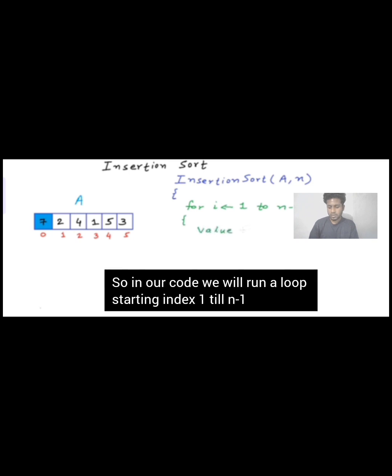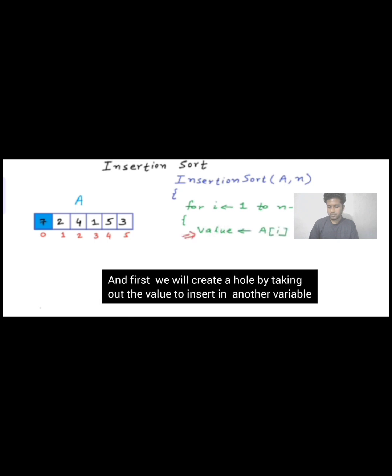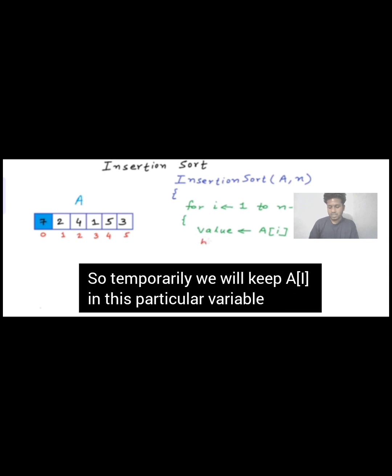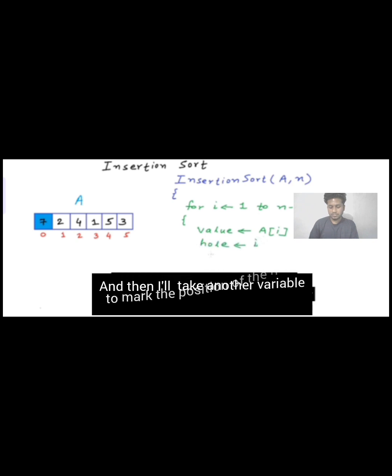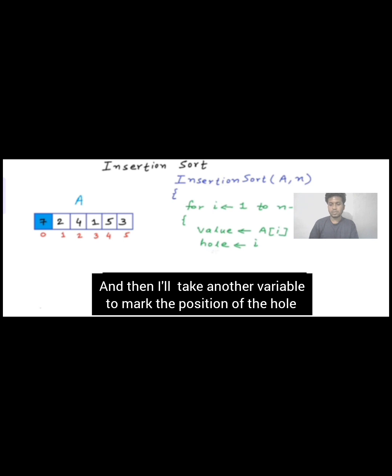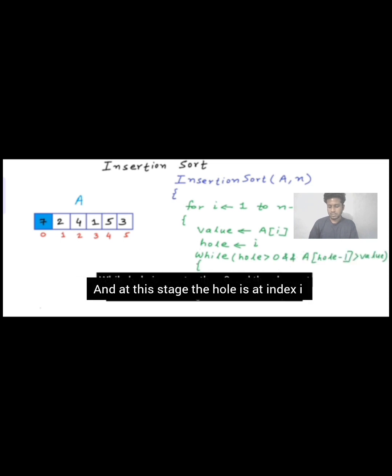So in our code we will run a loop starting at index 1 till n-1, and first we will create a hole by taking out the value to insert in another variable. So temporarily we will keep A[i] in this particular variable. Then I will take another variable to mark the position of the hole, and at this stage the hole is at index i.